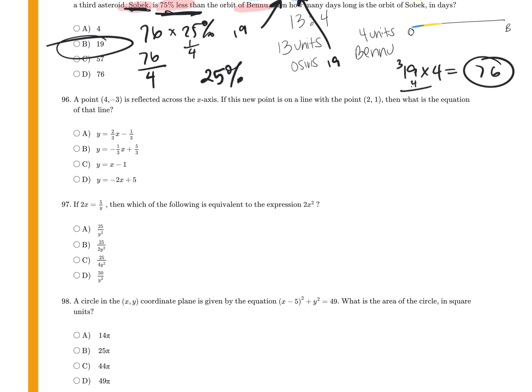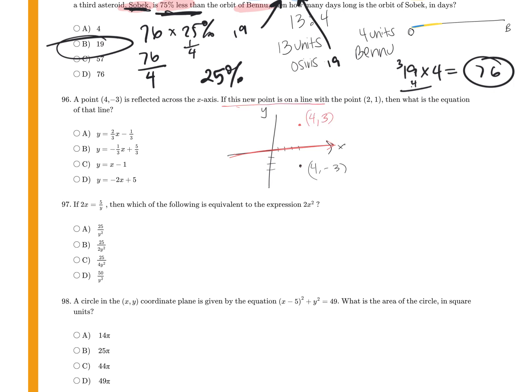All right. 96. A point 4 comma negative 3 is reflected across the x-axis. Okay. 4, negative 3. 1, 2, 3, 4. 1, 2, 3. 4, negative 3 is right there, approximately. It's reflected across the x-axis. That means we're going to flip it across this x-axis right here. So this will land on the other side. And it'll land in the same exact spot, but on the positive side. So this will be 4, comma 3.